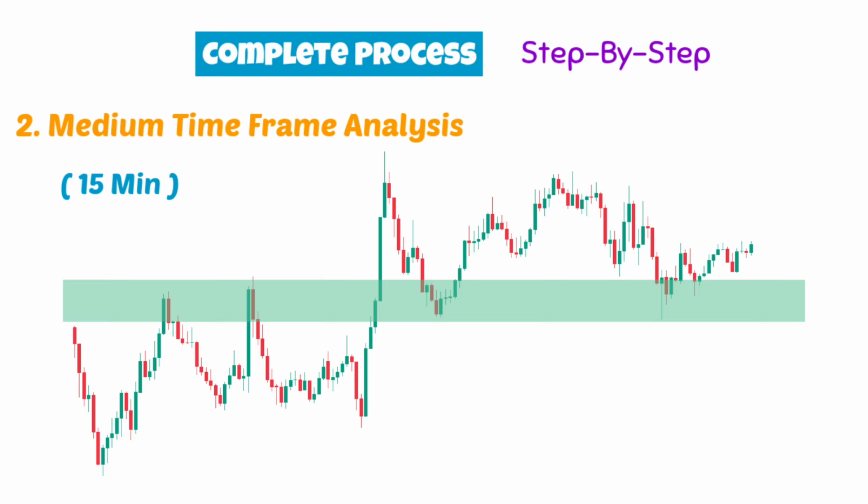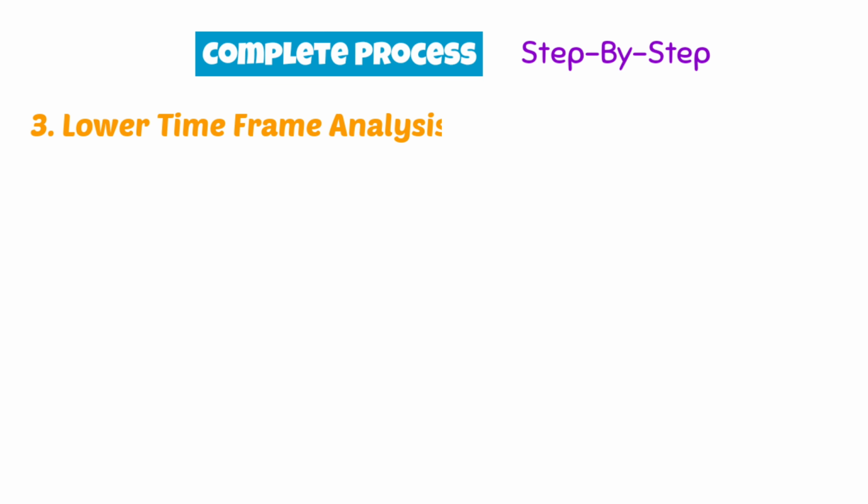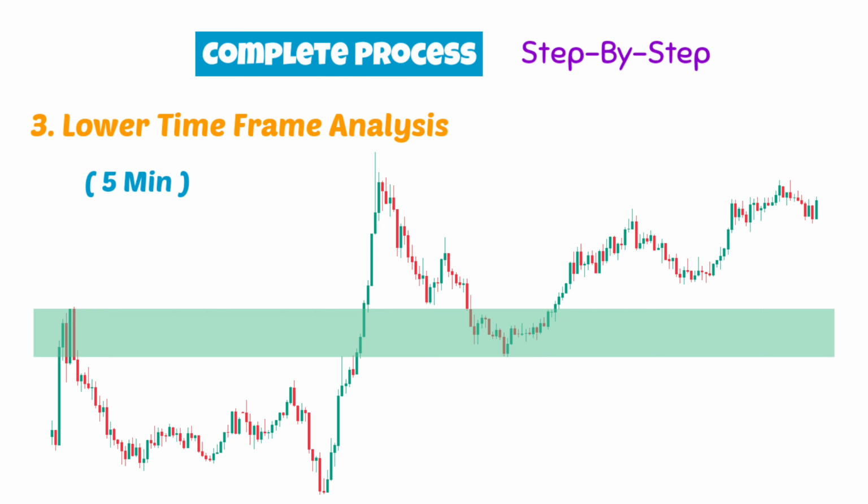The second step is medium time frame analysis. Now switch to your medium time frame and observe how the price behaves around those important higher time frame zones. Is the correction coming to an end? Is the market forming a breakout or a reversal pattern? Is the trend likely to continue? This is where you identify your trading setup. The third and final step is lower time frame analysis. Now move to your lower time frame and wait patiently for confirmation.